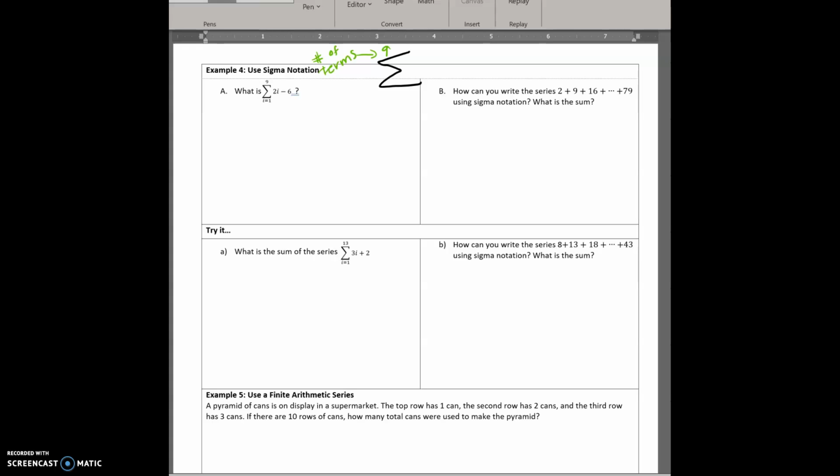And then the formula that we see, the expression right here, this is the explicit formula. And then the number underneath is just saying the starting A value, like A of 1. So this is just saying it starts at A of 1. It's not actually the first term though.